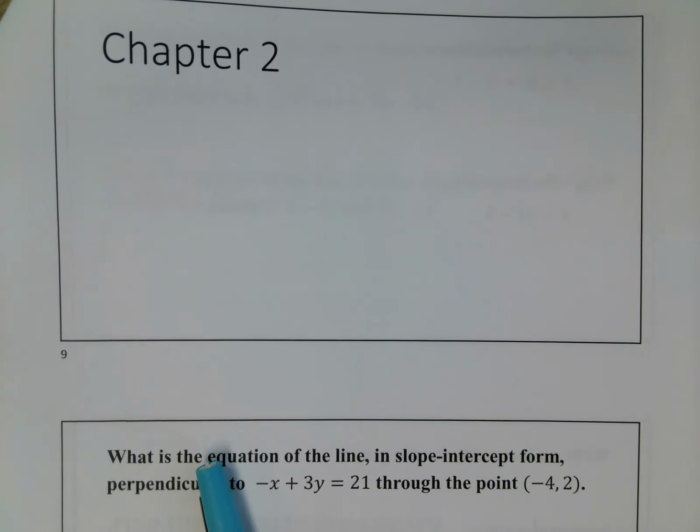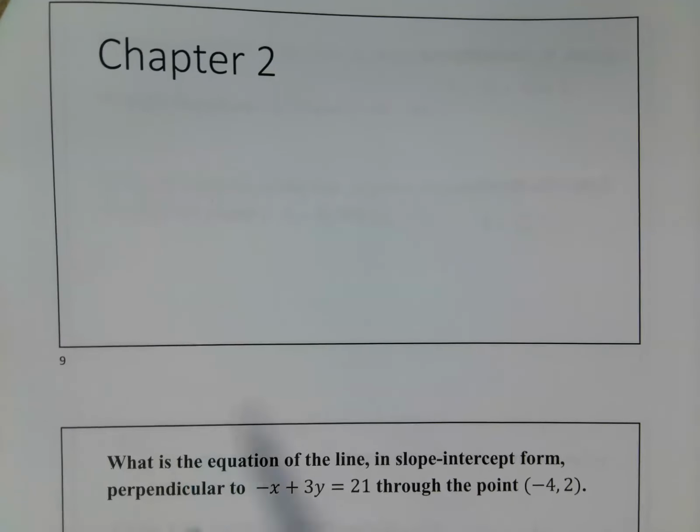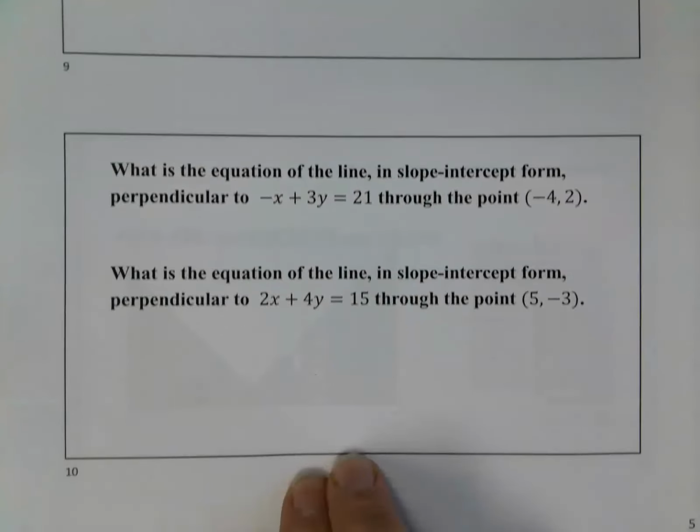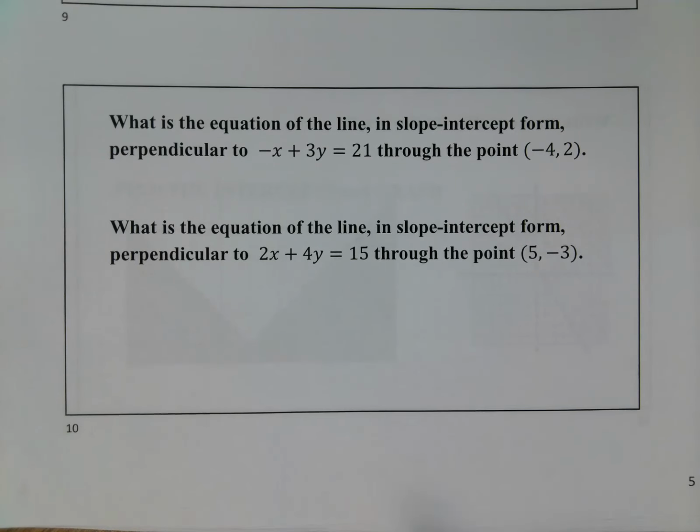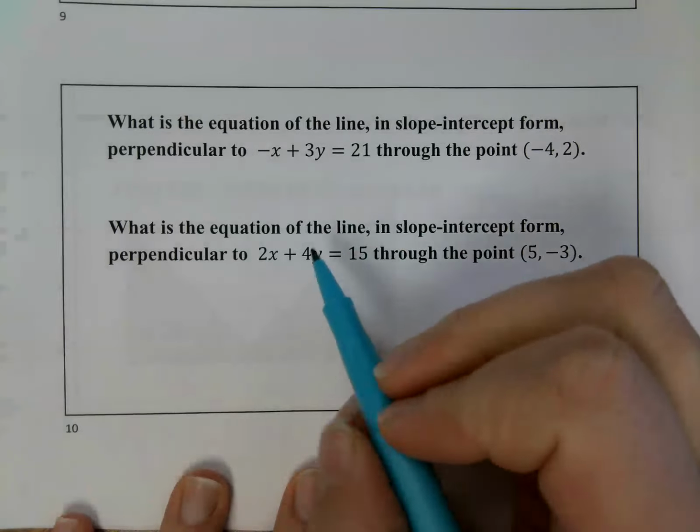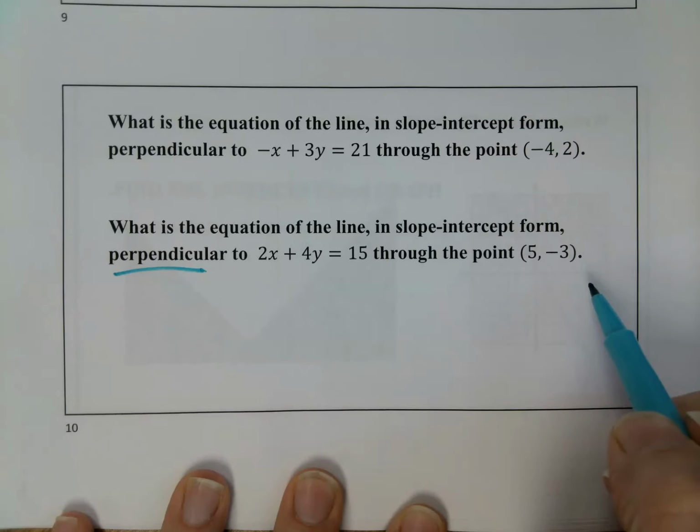So this is chapter 2, review for the final. So again, I'm only going to be doing one problem from each slide. There's not a lot of room here, so I might move back up there. But first it's asking for what's the line that's perpendicular. So perpendicular to this, that goes to this point.